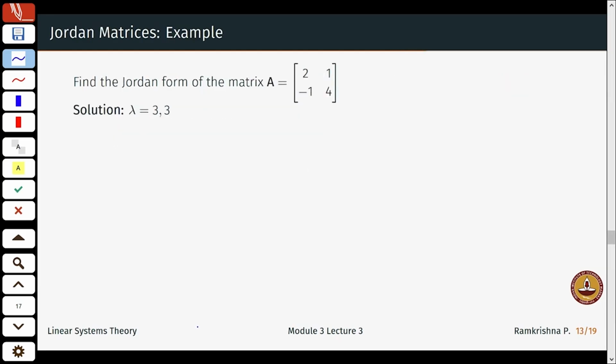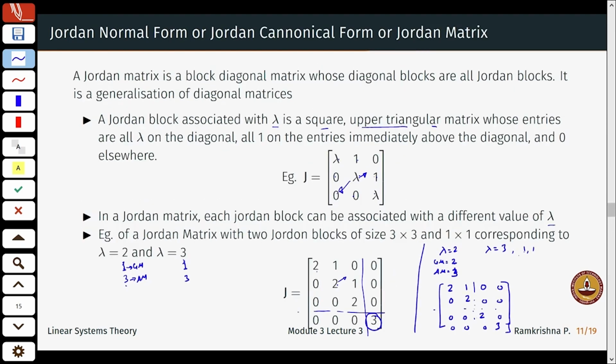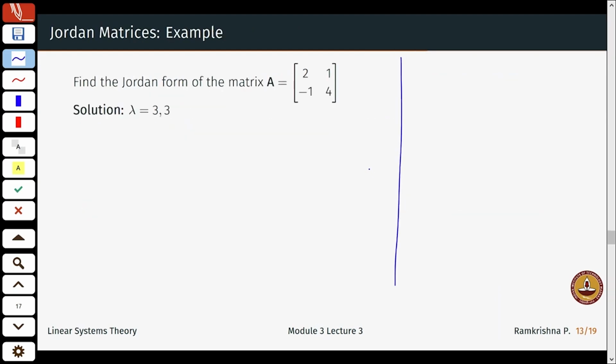Before I go further, let us see why this rule we learned works: I put the lambdas on the diagonal and all 1s on the entries immediately above the diagonal. So, where does this come from? Again, I will do a little illustration and hope that will be useful in understanding.